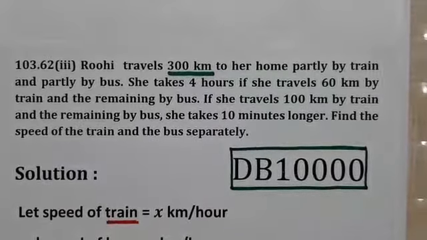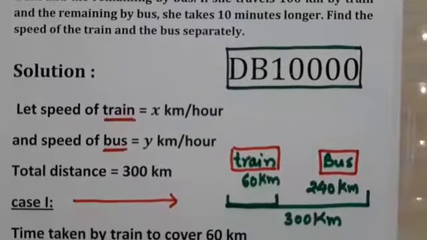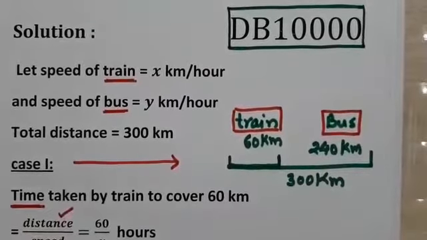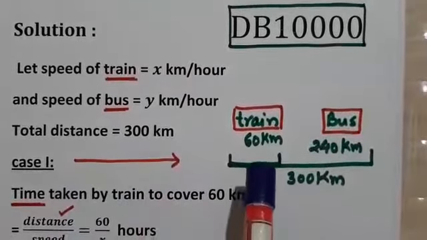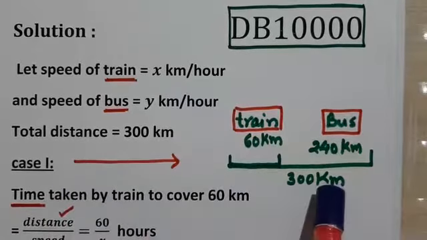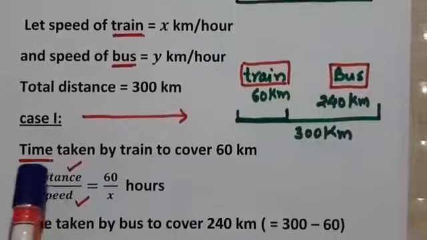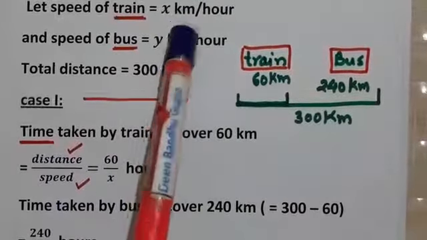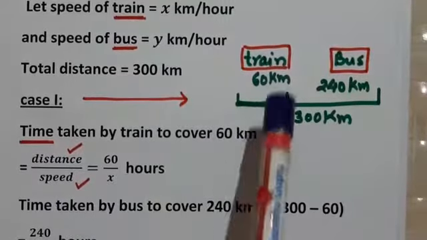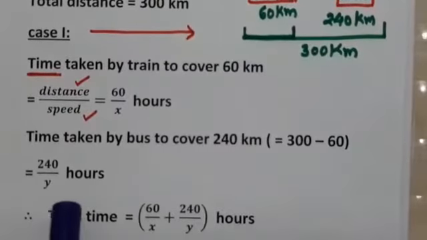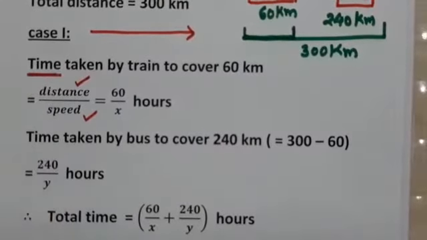Now here we will consider the speed of train x and speed of bus y. Total distance 300 kilometer, 60 kilometer by train and remaining 240 kilometer by bus. This is the first case. Now time taken, time equals distance upon speed, and this is for train and this is for bus. Time equals distance upon speed, it means 240 upon y.